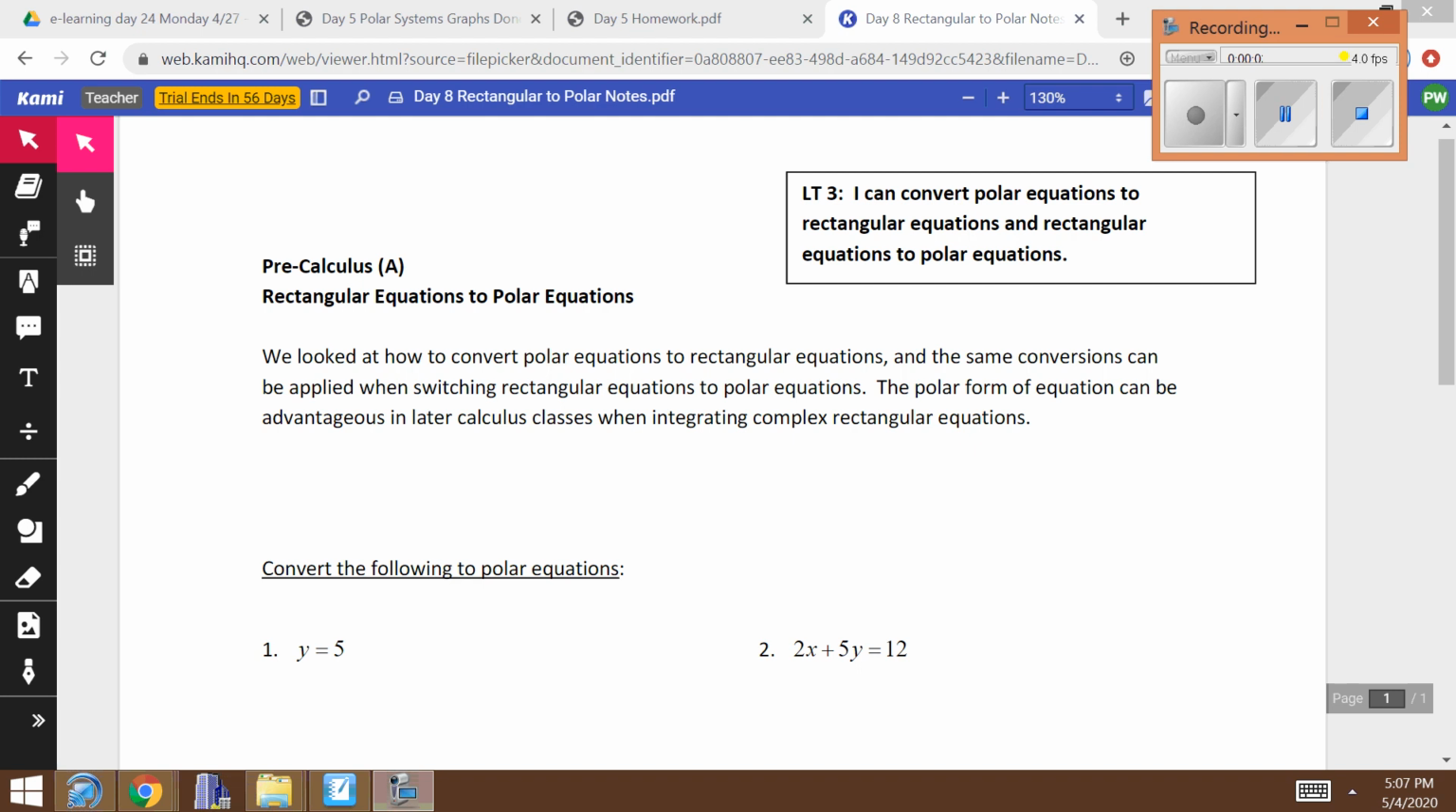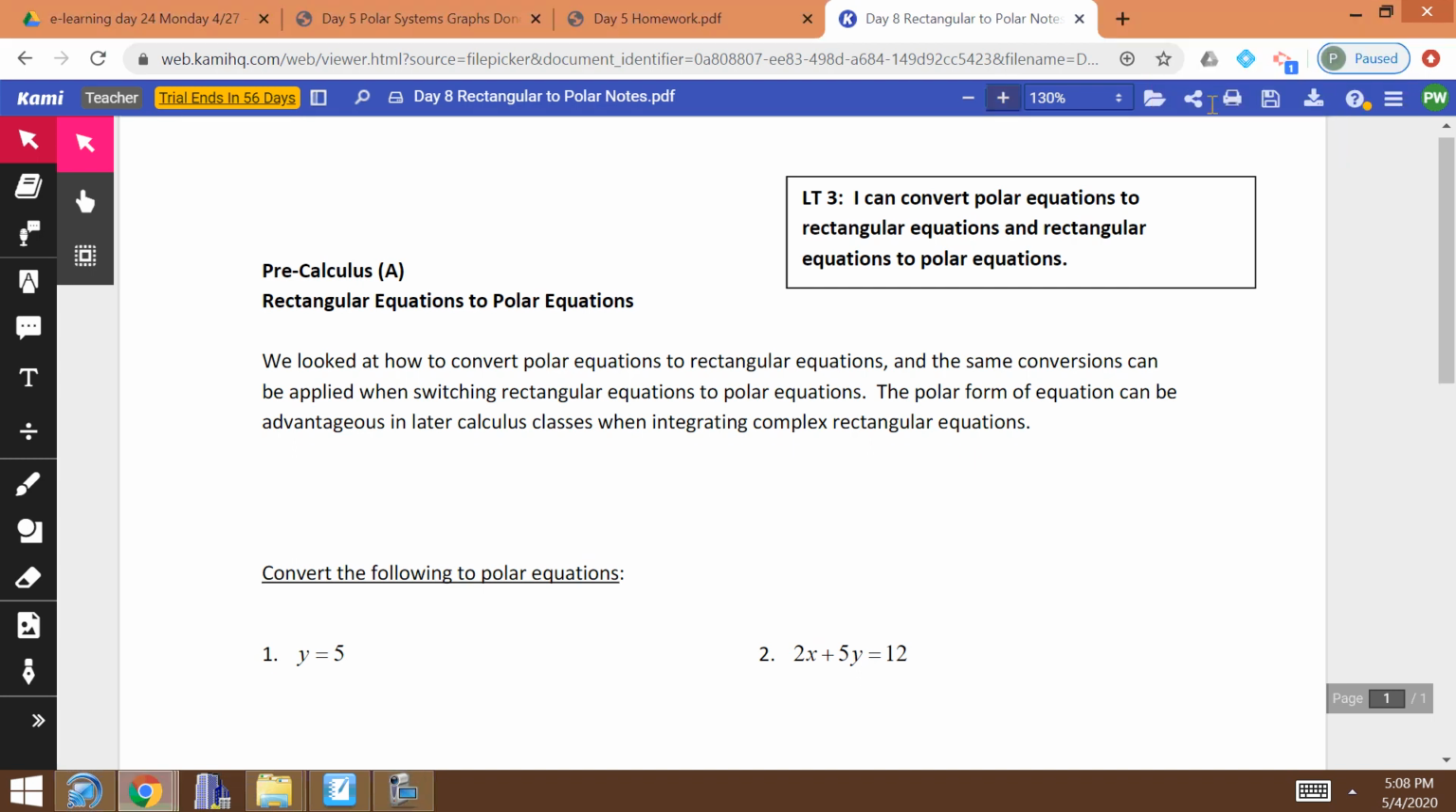All right, so today's notes are a continuation of the last time, still target 3. Today we are converting rectangular equations into polar equations. Last time we started with polar and went to rectangular. The basics of these that we talked about last time are going to be exactly the same though.